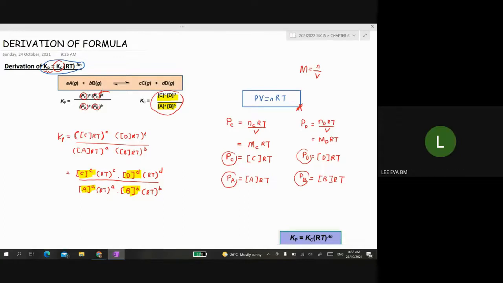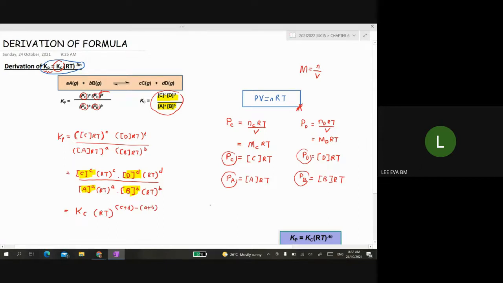Same. So we do the substitution and just try to simplify it. So equals to KC. Over here, RT, RT, RT, RT, they are all the same. If you learn your mathematics, you know that for C and D, if we multiply the powers, it is addition, so C plus D. Then we minus, because of division, the power of division is minus A plus B.